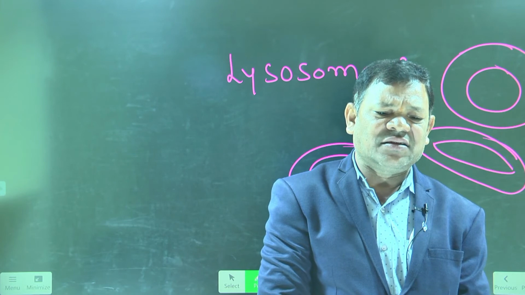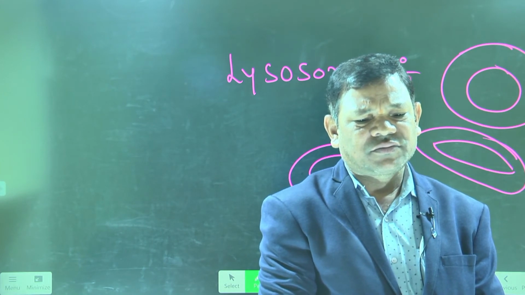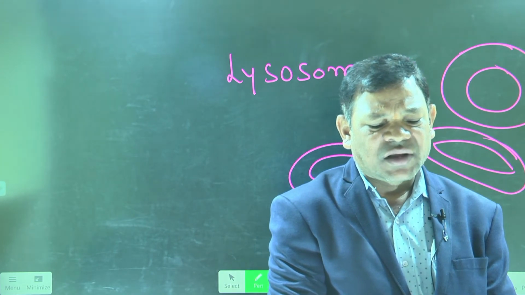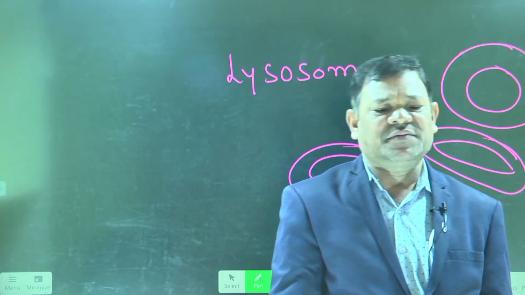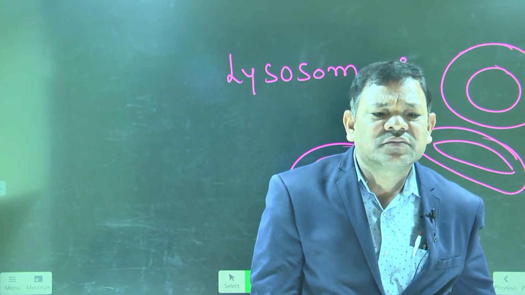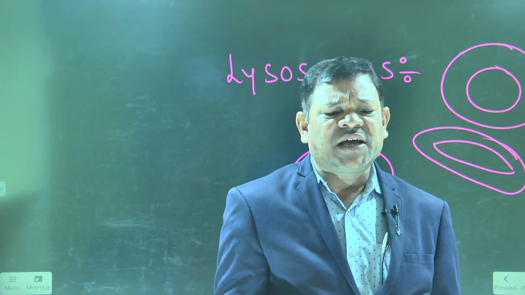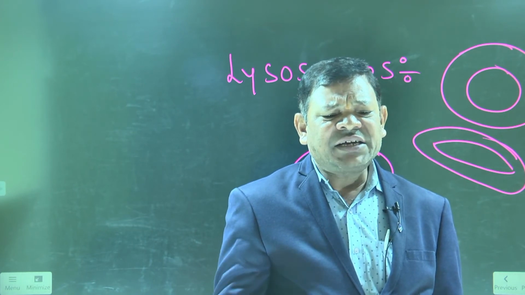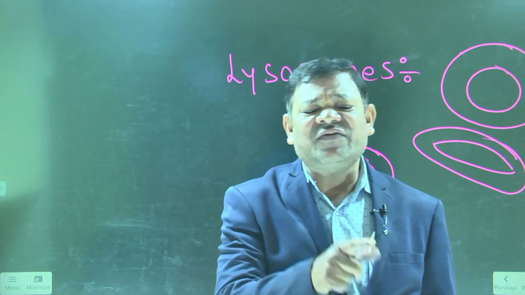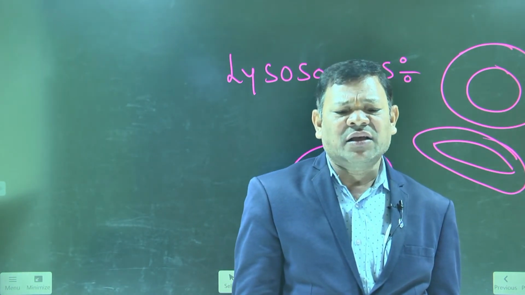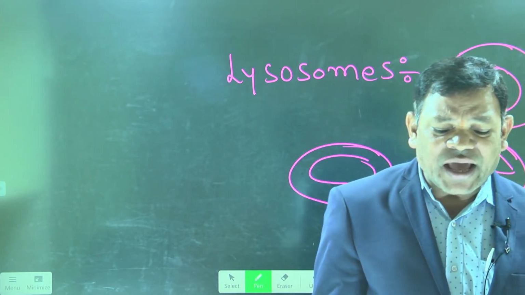Suicidal bags of the cell. Why is it called the suicidal bag of the cell? Because it digests the materials which are not required by the cell. Actually digestive enzymes are present in the lysosomes. If any poisonous substances are present, they collect and digest them inside the lysosomes. So that's why lysosomes are also known as the suicidal bags of the cell.